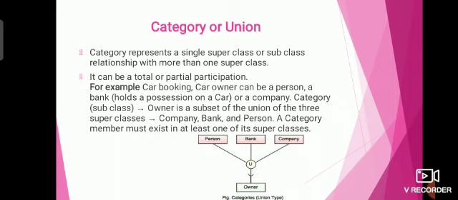Next one is category or union. Category represents a single superclass or subclass relationship with more than one superclass. For example, car booking. In a car booking, a car owner can be a person, a bank holds a position on a car, or a company. Category, an owner is a subset of the union of the three superclasses: company, bank and person. So the category member must exist in at least one of its superclasses. So this kind of arrangement is called category or union.